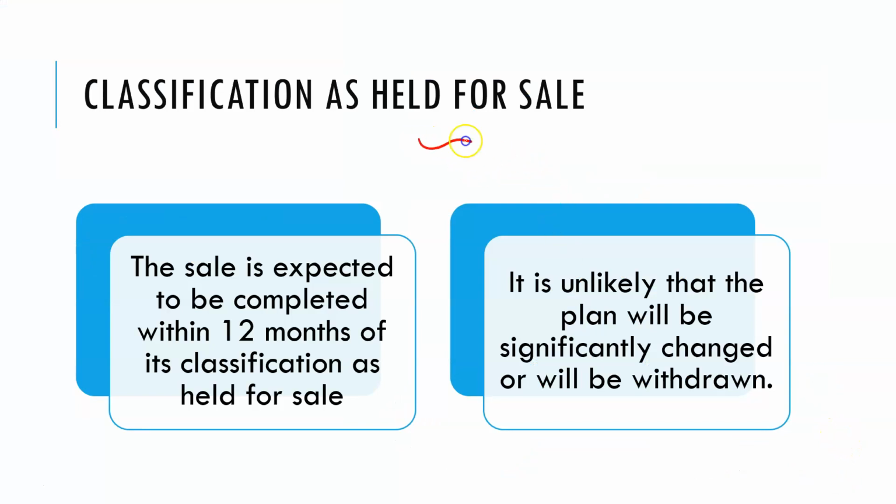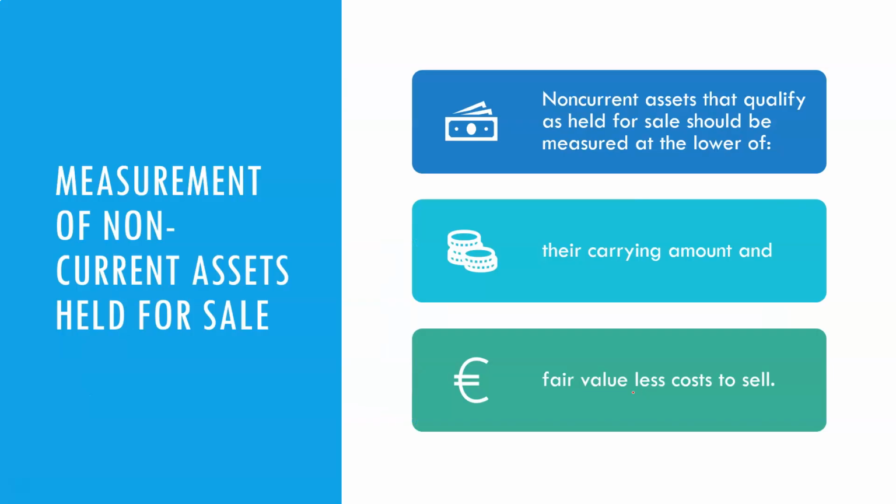So what were the conditions again? Classification as held for sale. The sale is expected to be completed within 12 months of its classification as held for sale. It is unlikely that the plan will be significantly changed, so there is a strong intention there to sell this asset.